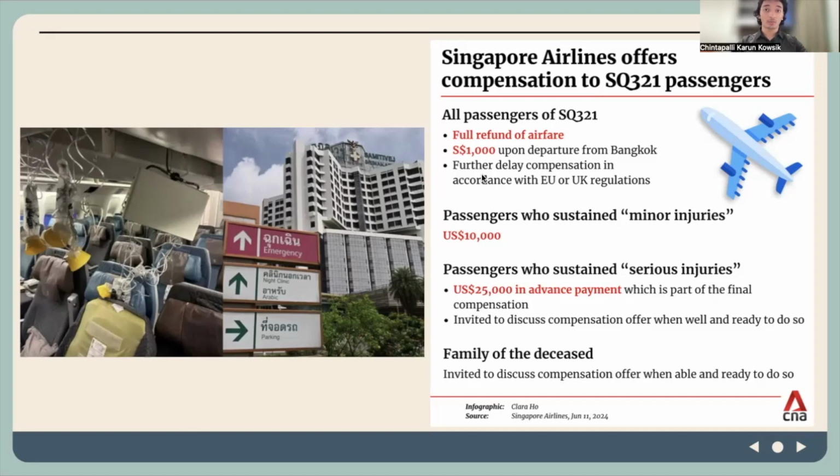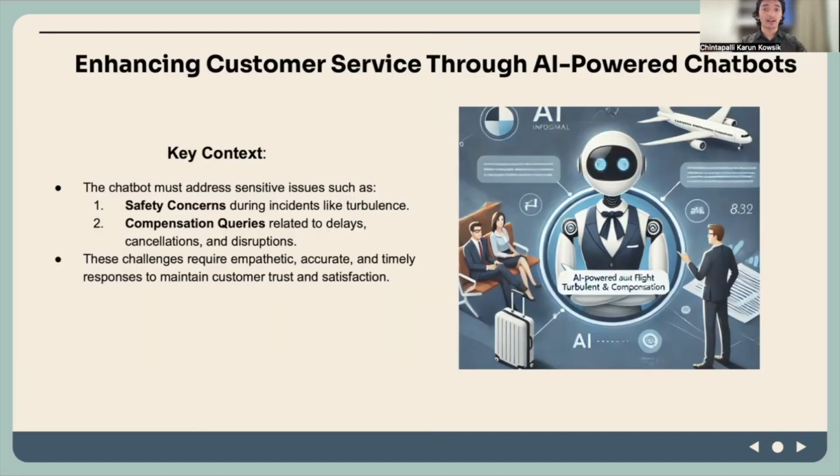While Singapore Airlines promptly provided compensation and assistance, the incident highlights the need for timely, empathetic, and efficient communication during such exceptional circumstances. This presentation explores how a smart chatbot can enhance customer support by addressing critical queries, clarifying safety measures, and guiding passengers through processes like compensation claims. By ensuring responses are accurate, empathetic, and efficient, this innovation not only improves customer satisfaction but also reinforces Singapore Airlines' reputation as a premium airline.